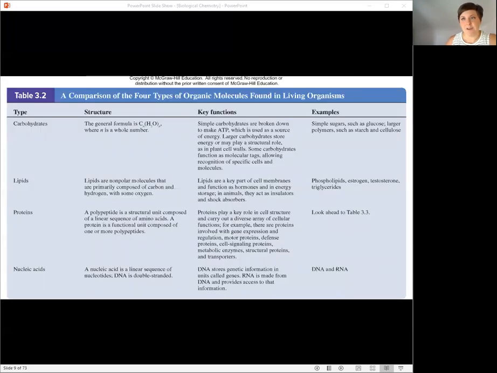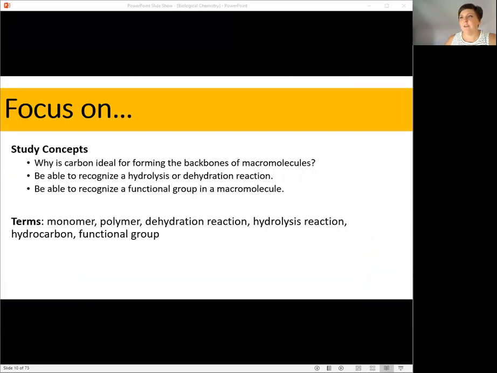This table summarizes the 4 macromolecules that we are going to discuss in the remainder of this lecture series. We will discuss each of these in detail: carbohydrates, lipids, proteins, and nucleic acids. These are the terms and concepts that you should focus on in this lecture. This lecture in particular just served to introduce you to the macromolecules as a whole, but moving forward, we're going to discuss each group a little more specifically.